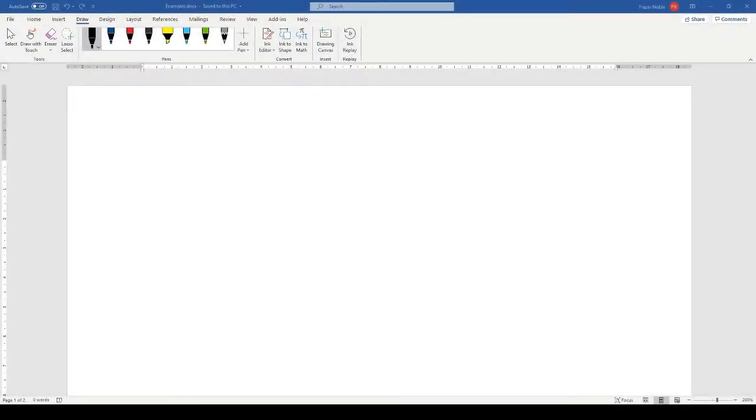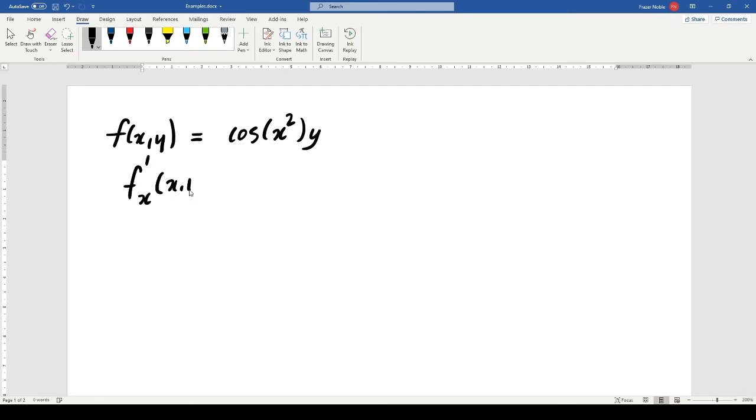Okay, let's look at another example. Let's say that we have f of x comma y being equal to cosine x squared y. We want to find the partial derivatives for this function. So we want to find f dash x, x comma y, and we're just going to use the chain rule here to calculate this derivative. So the derivative of cosine is minus sine, and that's going to be multiplied by the derivative of this term here, which is going to be 2x, and that's going to be multiplied by y.